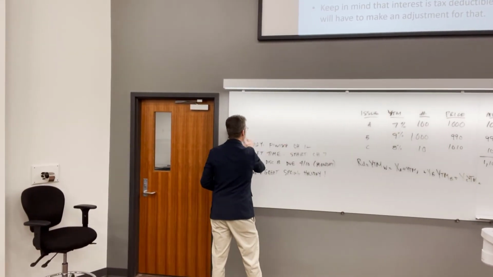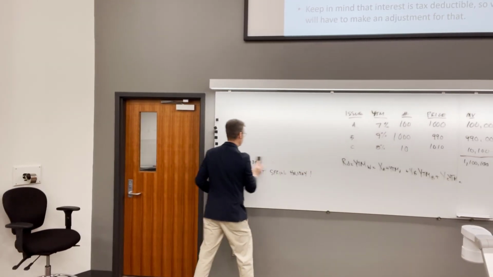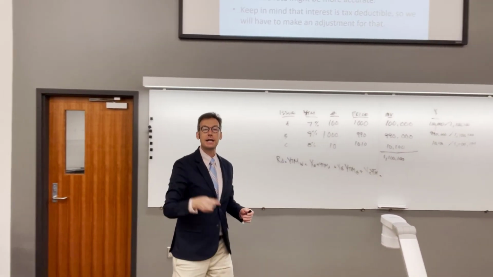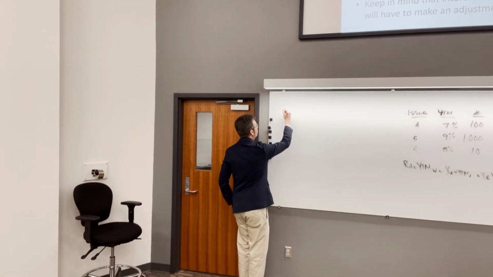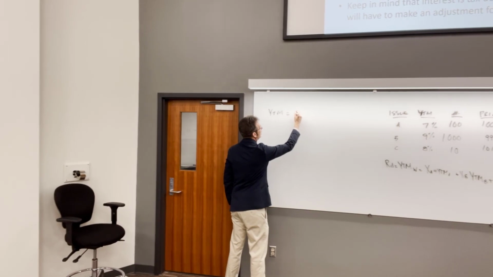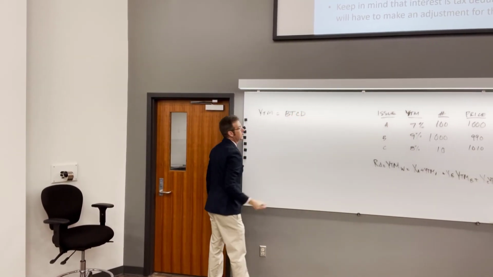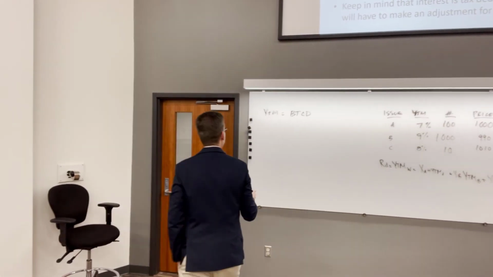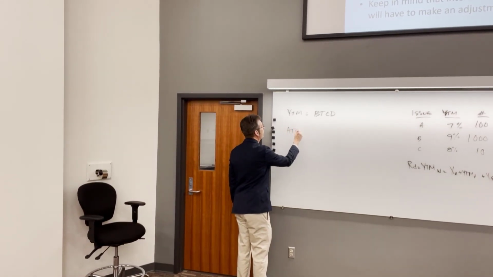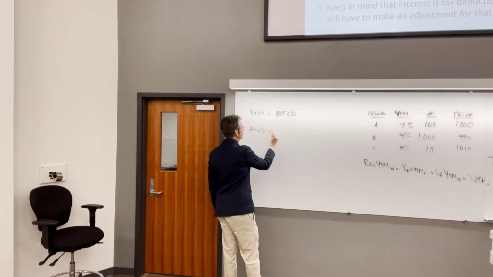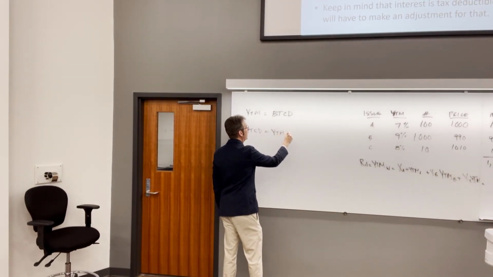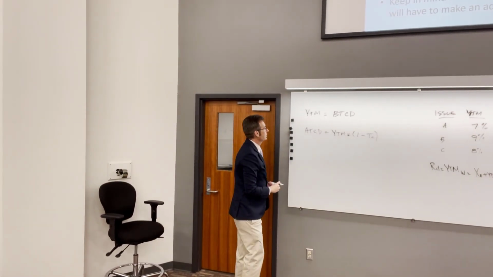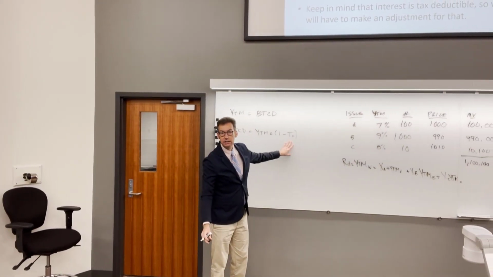And so the true cost to the company isn't that yield to maturity. It's going to be the yield to maturity, and then we have to take account of the tax shield that it provides. And so we're going to say that the yield to maturity is the before tax cost of debt. And so what we're looking for is the after tax cost of debt. And that's going to be equal to the yield to maturity times 1 minus the corporate tax rate.